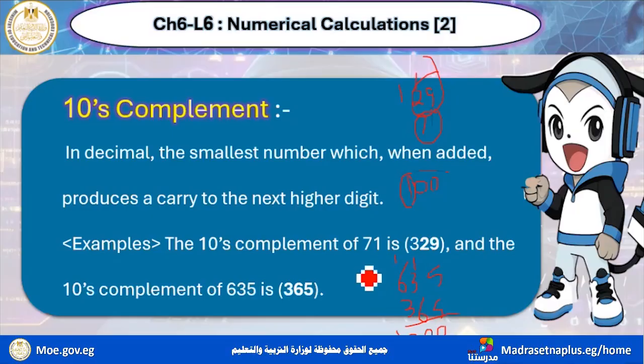So let's say in a simple way, the complement of 6 is 4. Why? Because when we add 6 to 4, we have a carry to the next digit. Here we have 10. Here 6 and 4 are numbers of 1 digit. Then the resulted number is of 2 digits. This is the idea of complement in decimal system.